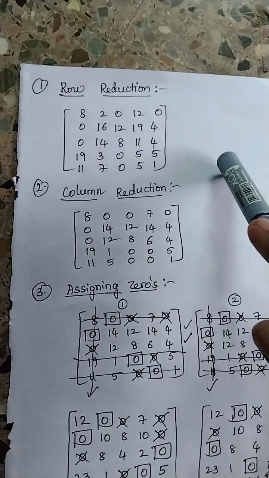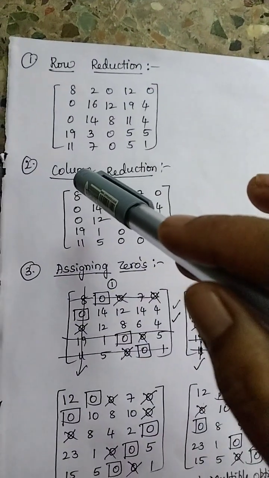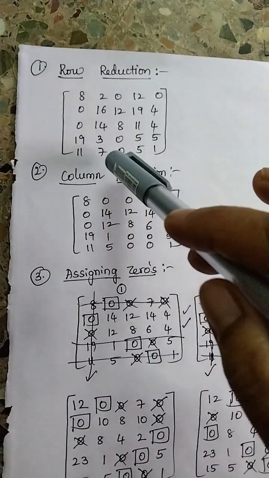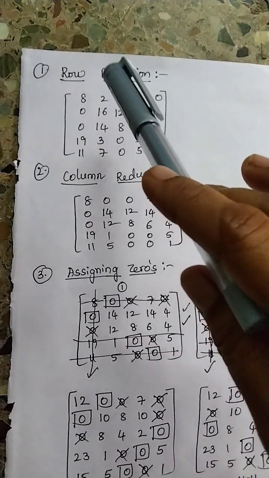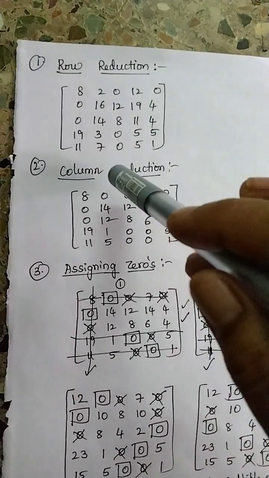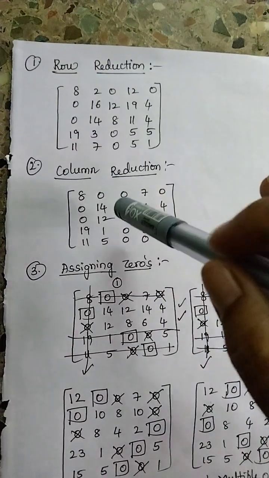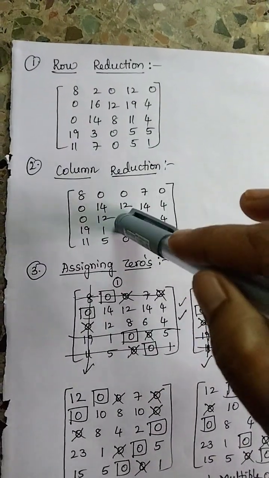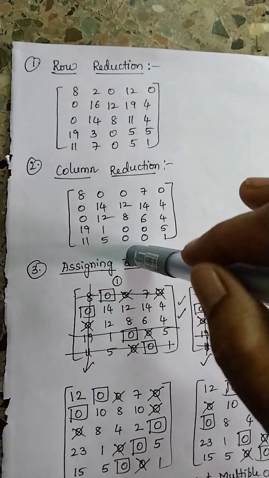In the column reduction, in the first column, there is 0. Write as it is. In the second column, the least value is 2. Now, you are going to reduce the value of 2 from every value of that column. So, 2 minus 2, 0. 16 minus 2, 14. 14 minus 2, 12. 3 minus 2, 1. 7 minus 2, 5. In the third column, there is 0. So, write as it is.